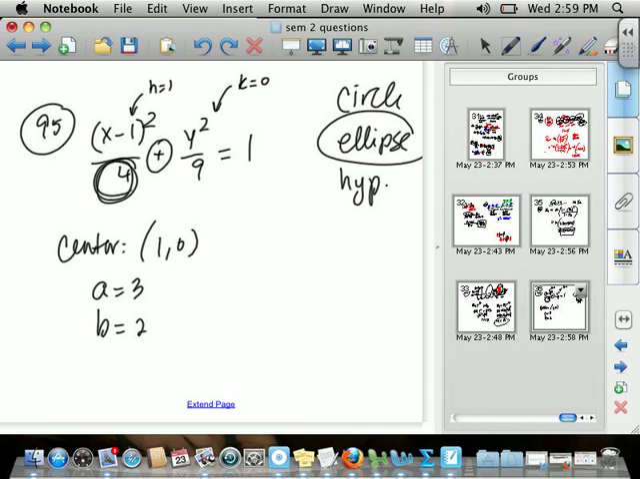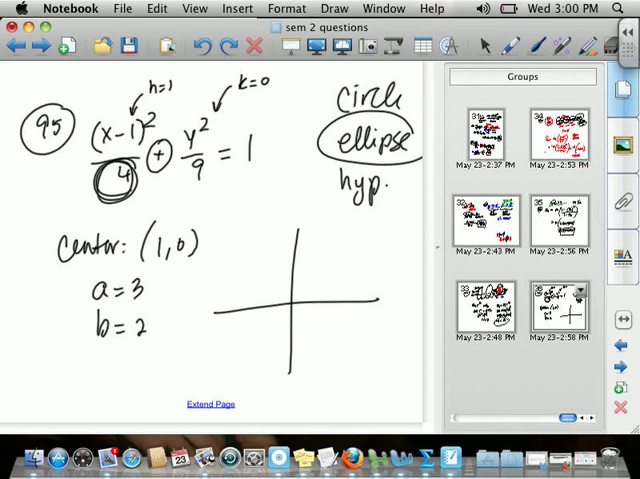The question is, because the x comes first, does that mean it's longer along the x, like a long ellipse? No, that's for the hyperbola, where it matters which one comes first. For an ellipse, it doesn't matter which one comes first, because you have plus. If you switch them around, it's still the same equation. But with a hyperbola, if you have minus in between, it does matter which one's first.